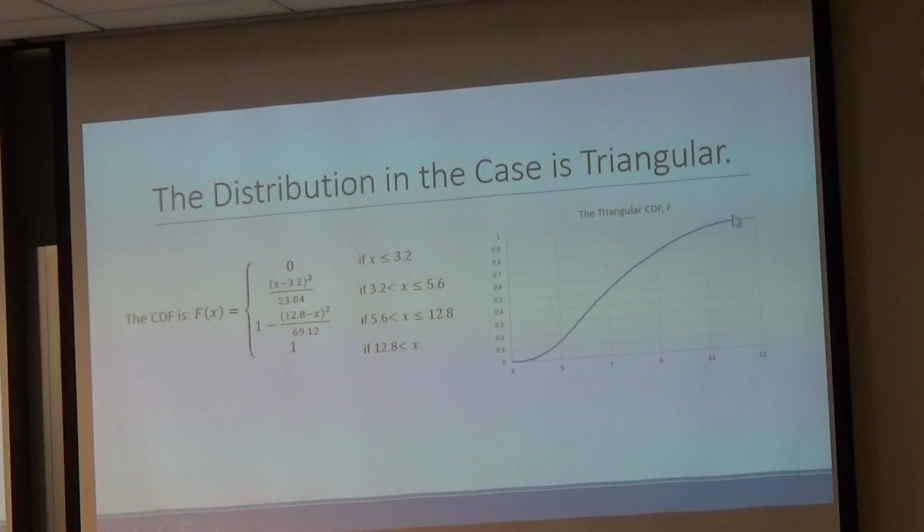So this is the CDF of a triangular distribution. The case told us it was triangular with parameters minimum value 3.2, maximum value 12.8, which is why it's 0 below 3.2 and 1 above 12.8 in this graph. And most likely value 5.6. So 5.6 is where you can't really see it, but there's a change in the slope line.